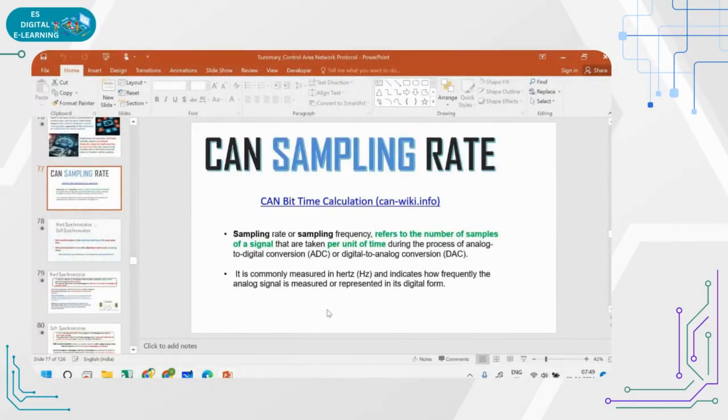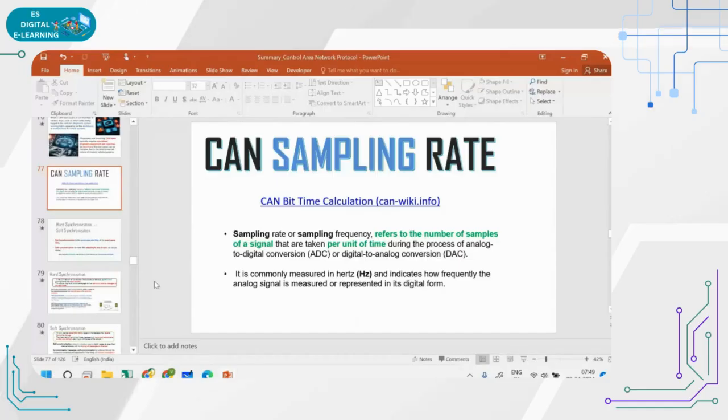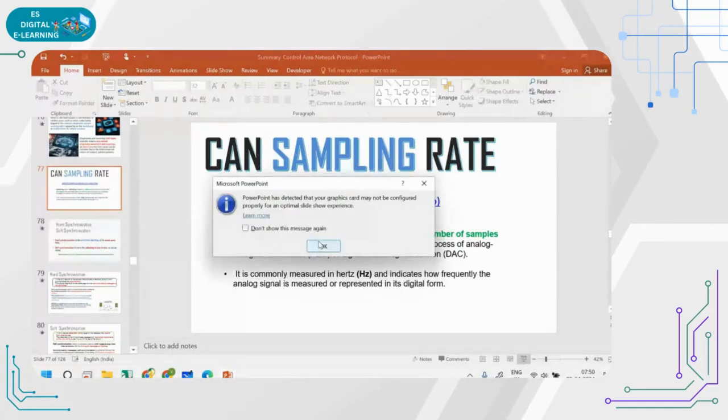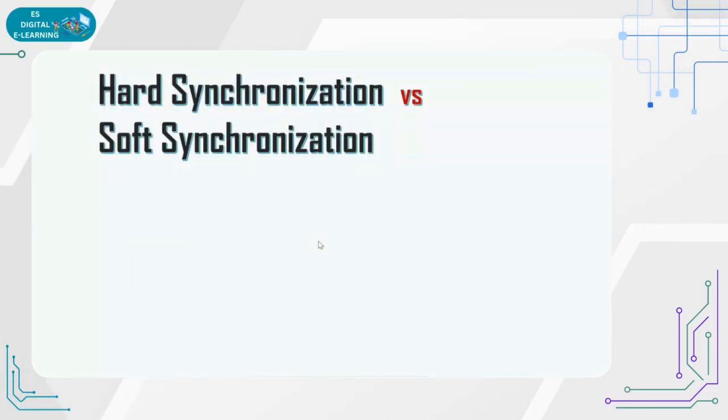Generally it is measured in hertz, which is a frequency. Whenever you're transferring the data, whatever the sampling data you are considering, it will follow two methods. You can write down hard synchronization and soft synchronization. Write down the other concept.